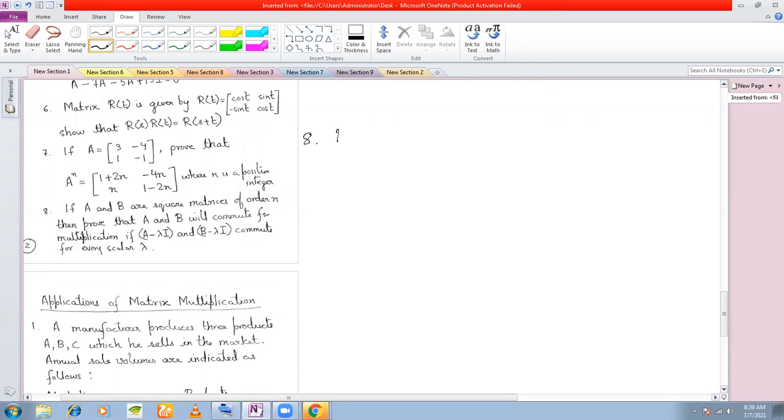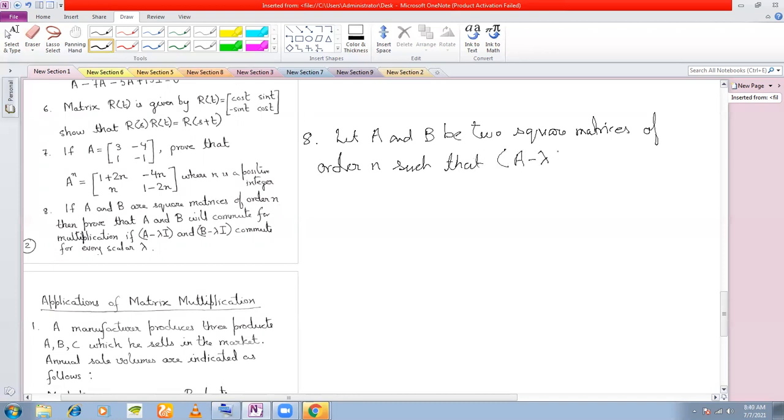Okay. So let A and B be two matrices. Let us assume A and B be two square matrices of order n, such that A minus lambda I and B minus lambda I commute.